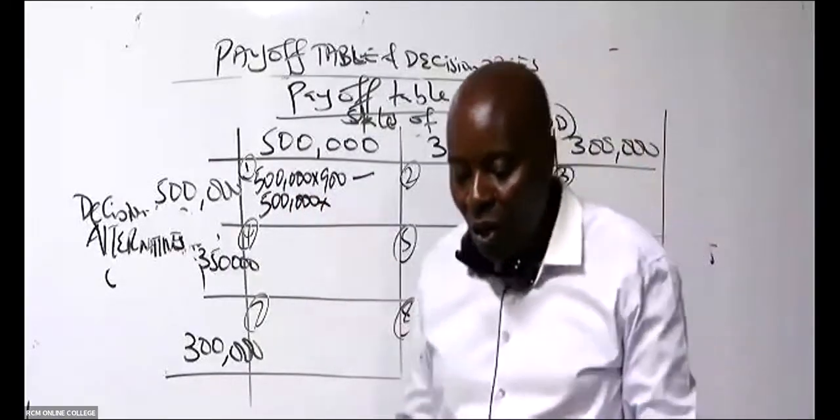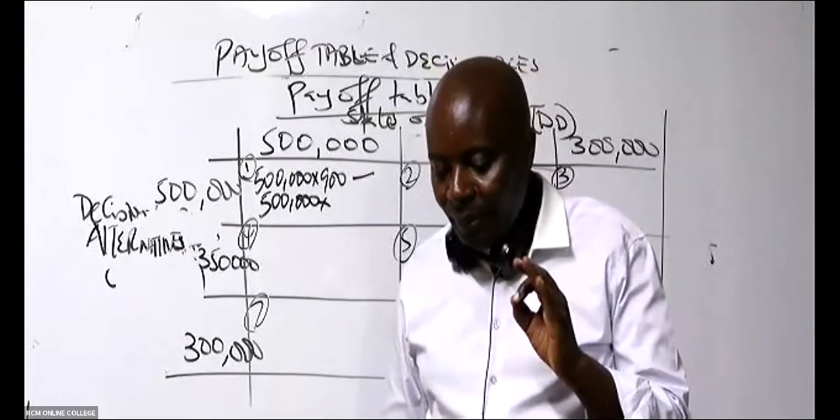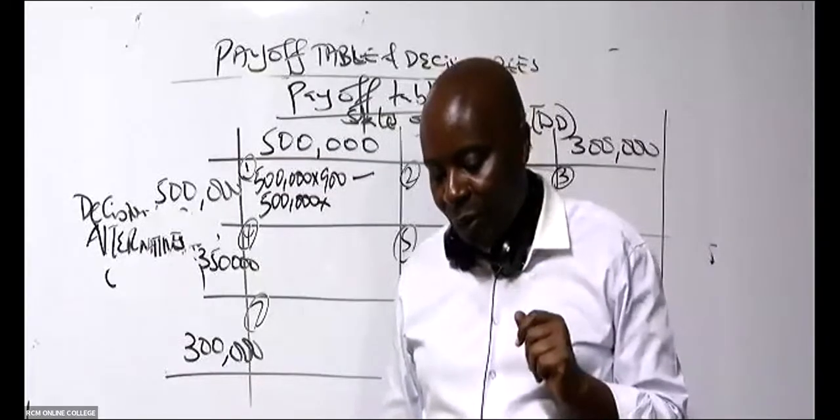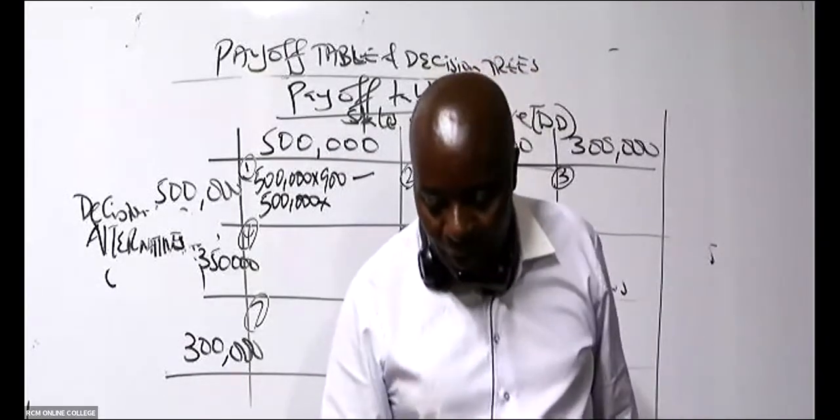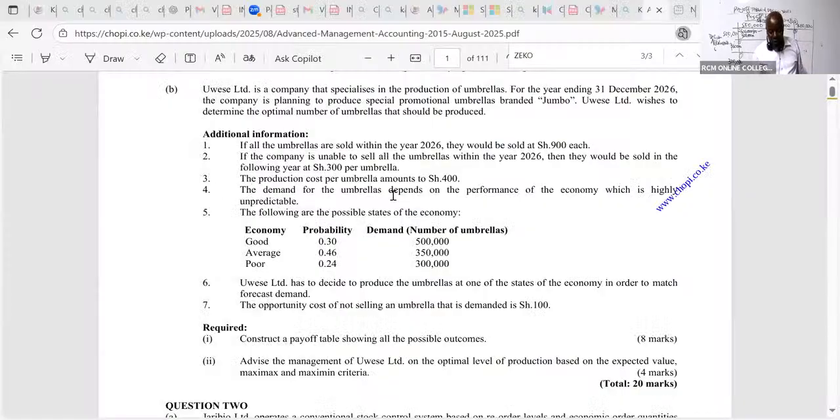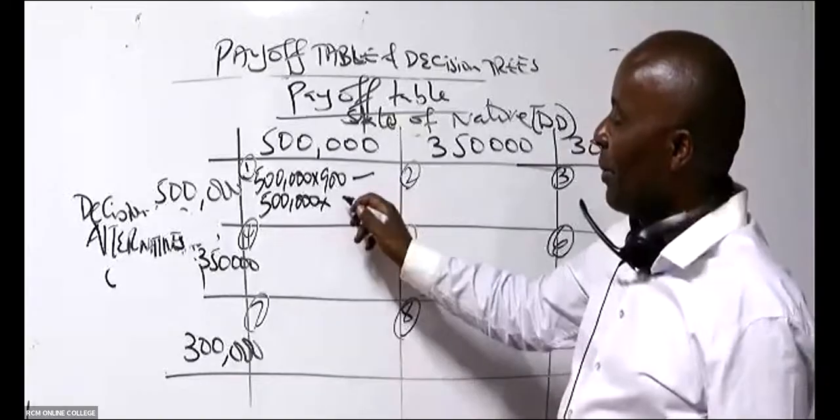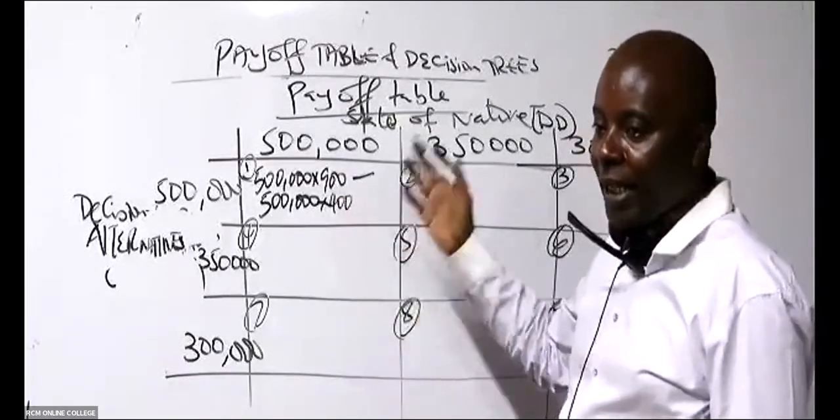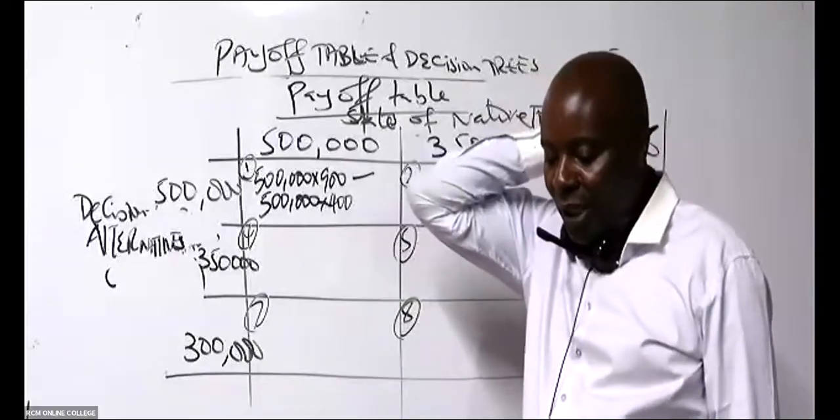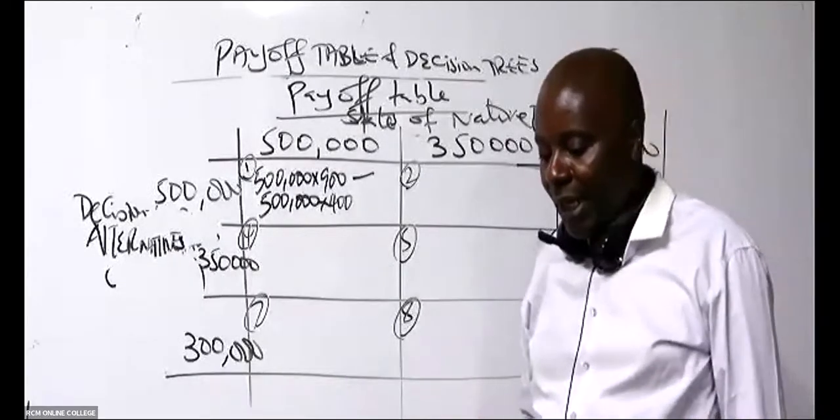Is there somebody who is able to see the cost of supplies per unit from the question? It's 400, Bob, isn't it? Yes. They have told us, look at note 3. The production cost per umbrella is 400. So minus 400. Or rather, 500,000 times 400. Is there somebody who is able to give us an answer now? If it's too huge, you can cut the many zeros.